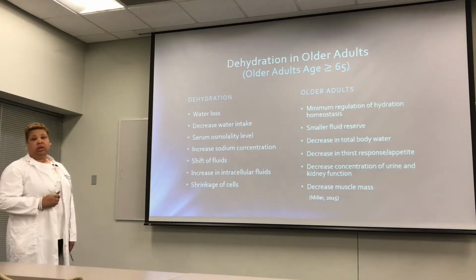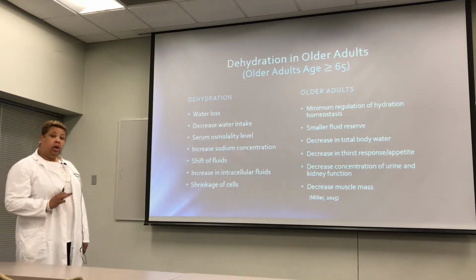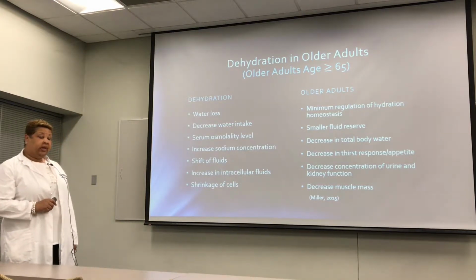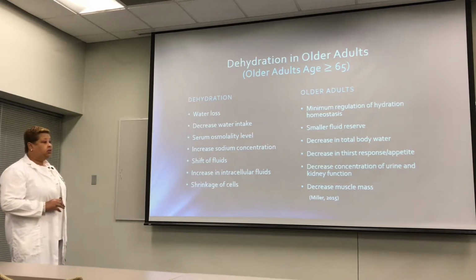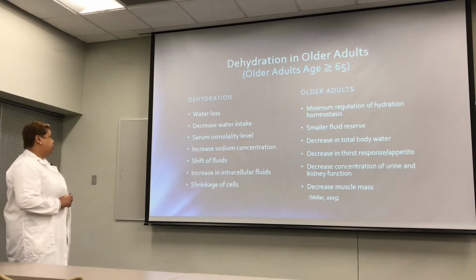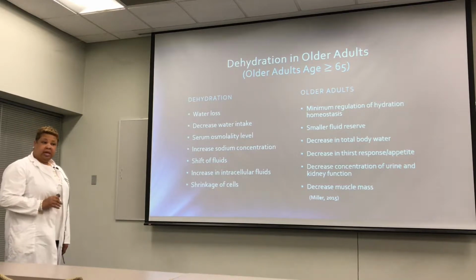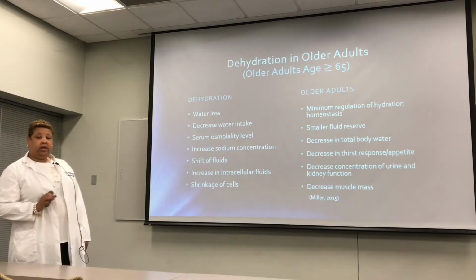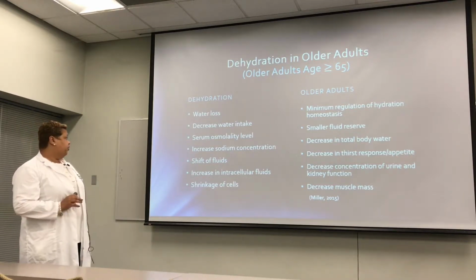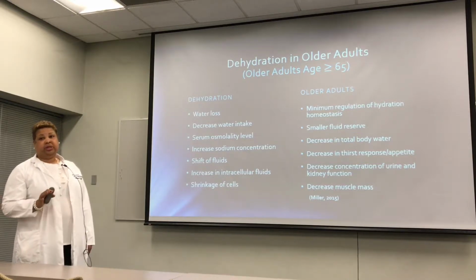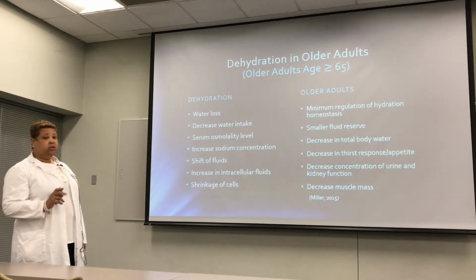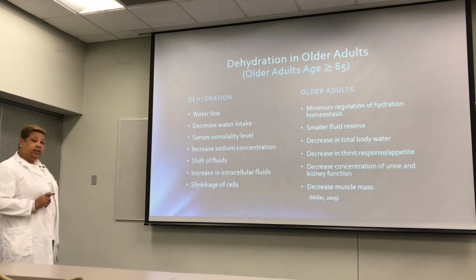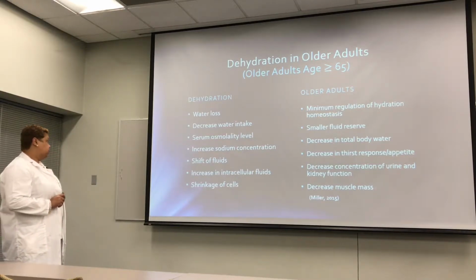Dehydration in older adults. An older adult is considered anyone greater than or equal to 65 years of age. So dehydration basically is a water loss. There's a decrease in water intake. Serum osmolarity level is usually greater than 300, also followed by sodium concentration, which is increased, greater than 150. So you want to look for those lab values, and that is indicative of dehydration in older adults.